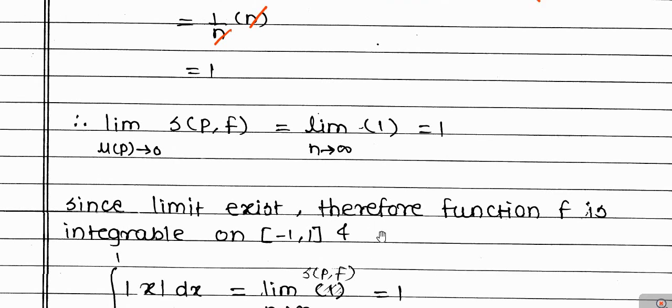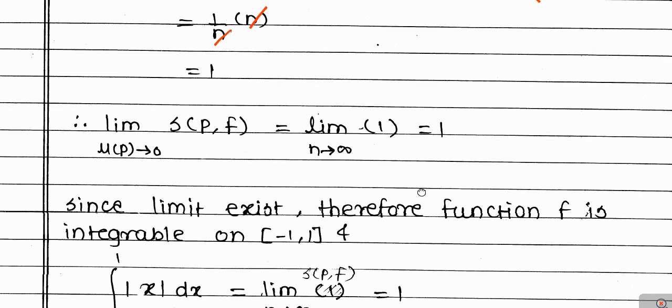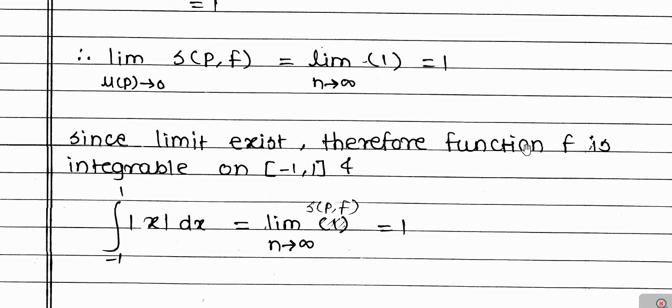And as the limit of the Riemann sum as the norm of the partition tends to 0 exists, therefore by definition we can say that the given function is integrable on the closed interval -1 to 1. Its integration is nothing but the limit of that Riemann sum which I obtained just now, and hence we have the integral from -1 to 1 of mod x dx is equal to the limit as n tends to infinity of S_P f, which is equal to 1. So like such we have solved this example also.